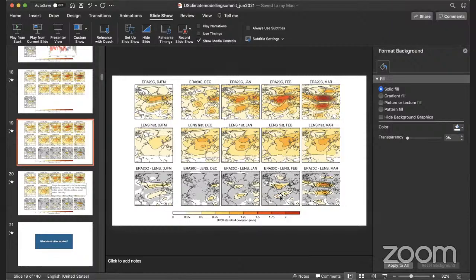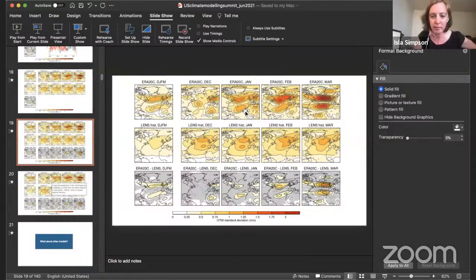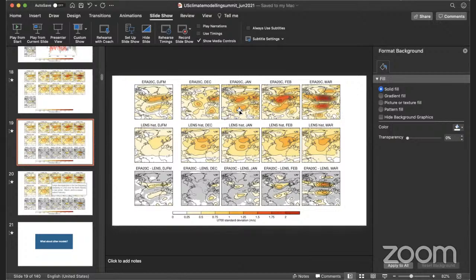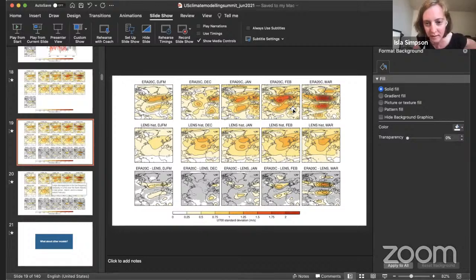Yeah, I was just looking at the upper right panel where the southern peak just is very red suddenly. Yeah, that's true. I had not really noticed that.